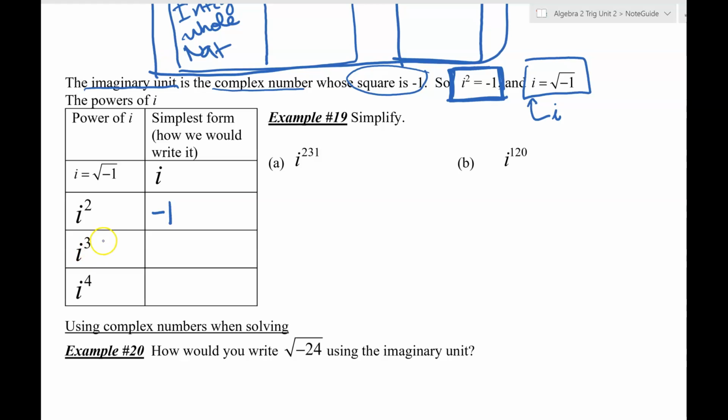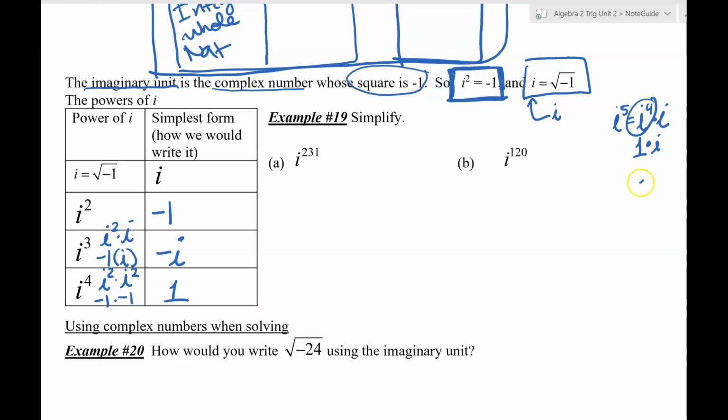i cubed, we could think of as being like i squared times i, which is really like -1 times i. And so the simplest way to express that would be as -i. And then finally, i to the fourth is like i squared times i squared, which is like -1 times -1, which is +1. And this pattern continues. If you do i to the fifth, now that I know that i to the fourth is valued at 1, I'd want to use that as much as possible. So every time I see i to the fourth, that just becomes 1.